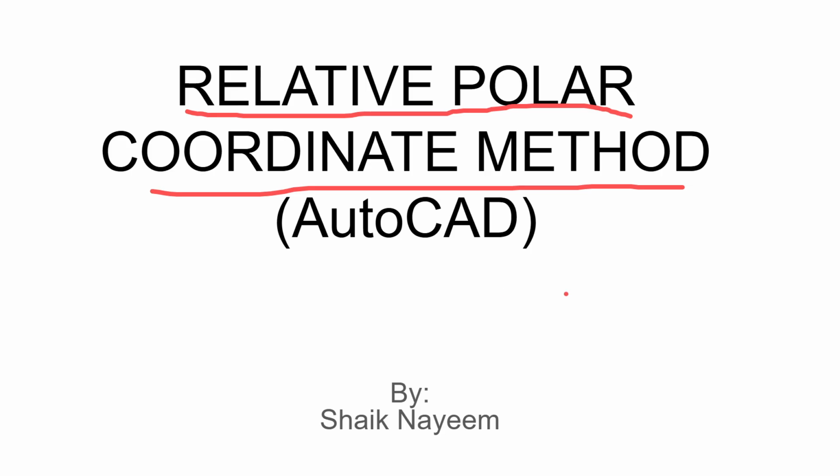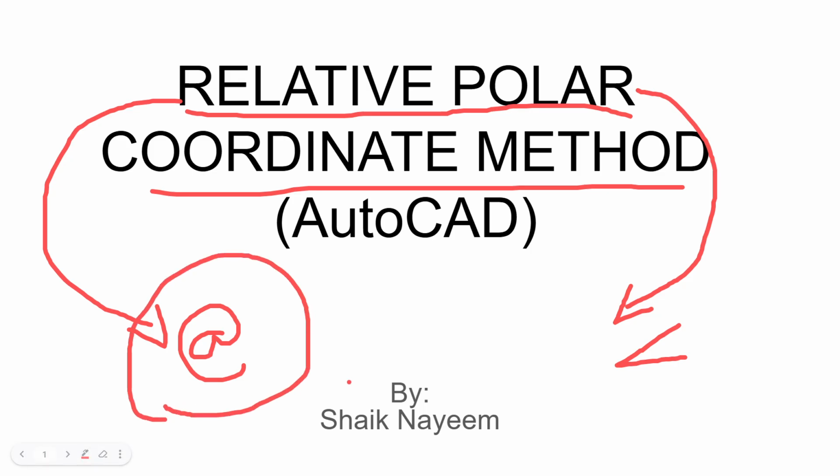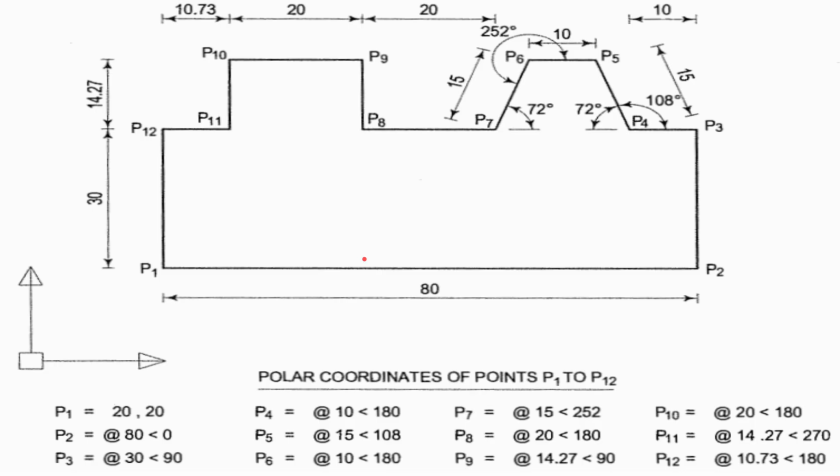So in the relative polar coordinate system, what is meant by relative, we already know in AutoCAD. We mention relative with the at the rate symbol, and polar in AutoCAD is represented with the less than symbol. I will be repeating once again. In AutoCAD, relative is indicated with the at the rate symbol, and polar is represented with the less than symbol. We will see just now.